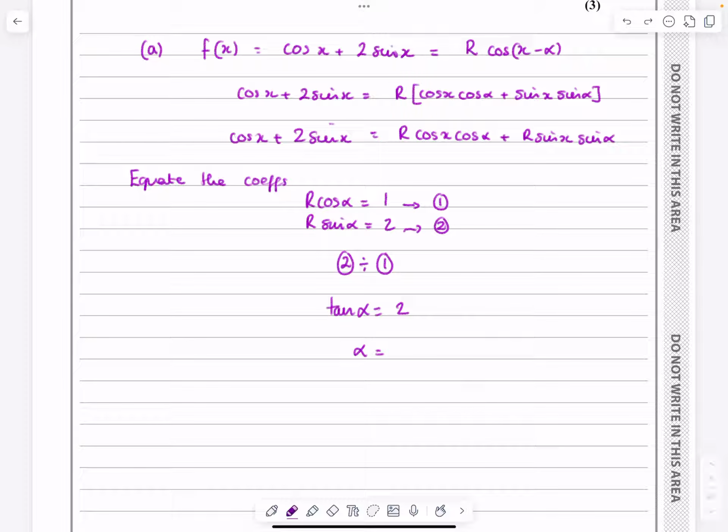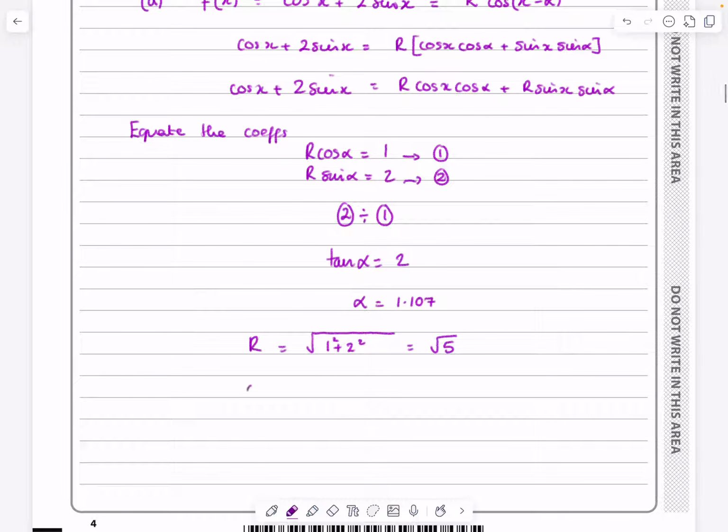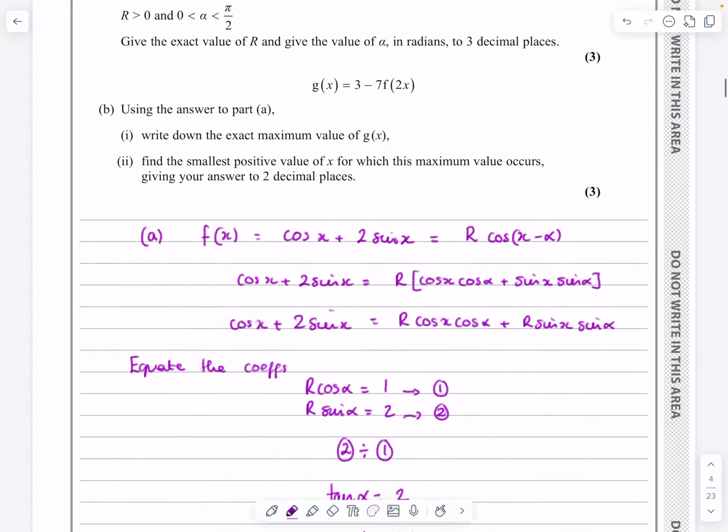So in this case, alpha is going to be equal to 1.107. And if I want to work out R, it's always the square root of, in this case, 1 squared plus 2 squared. So that works out to be root 5. So now I'm able to say that cos x plus 2 sin x can be rewritten as root 5 cos(x minus 1.107). Okay, so that's the first part done.